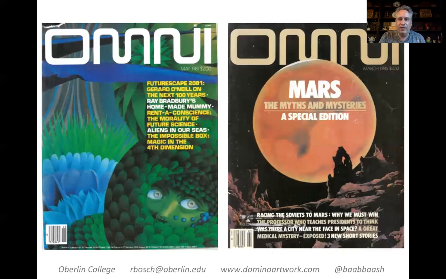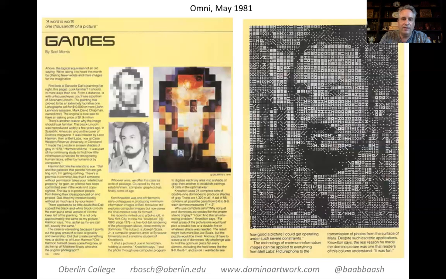But I want to point out, as I do in the book, that I'm not the person who came up with the idea of using complete sets of dominoes to create recognizable images. That person is Ken Knowlton. I encountered his work back in May 1981 and March 1985, when I was respectively a senior in high school and a senior in college. I came across his work in Omni magazine, in the games column, which was written by Scott Morris.